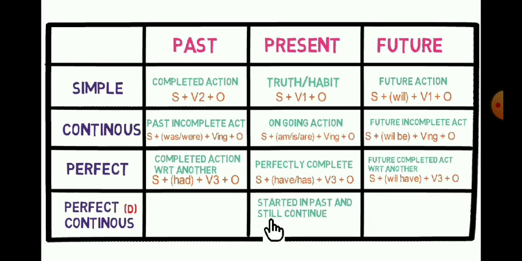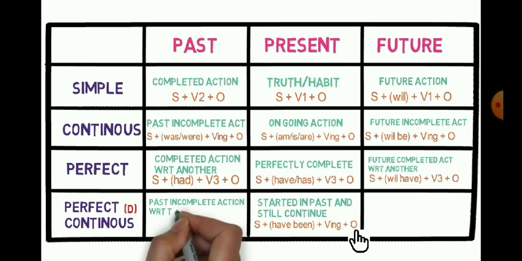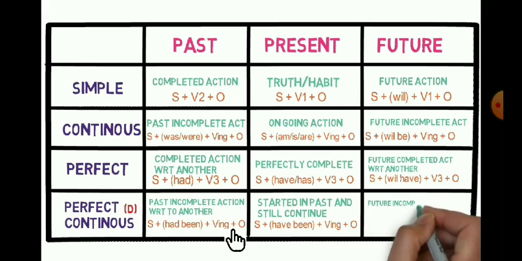In the present perfect continuous, the action started in the past and still continues. Let's see, the school started in July and it still continues till now, it is called present perfect continuous. So subject plus have been plus verb in the form of ing plus object. Now comes past perfect continuous. It is a past incomplete action with reference to another action. Subject plus had been plus verb in the form of ing plus object.